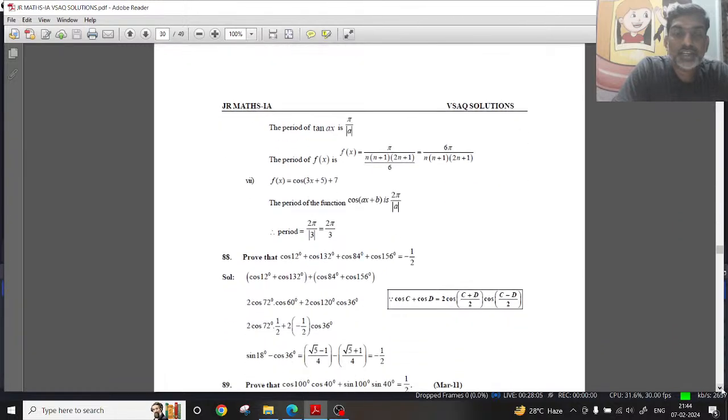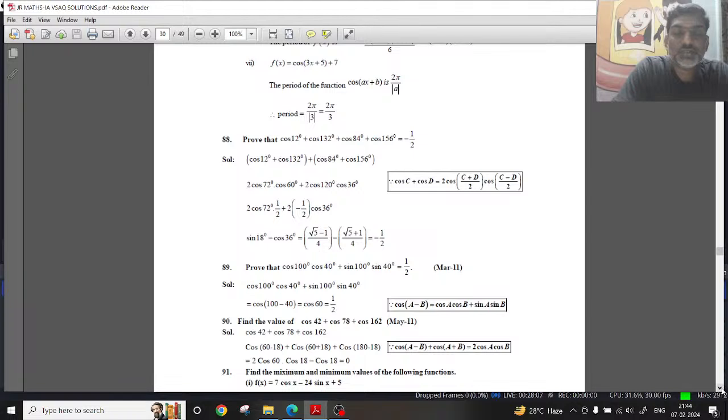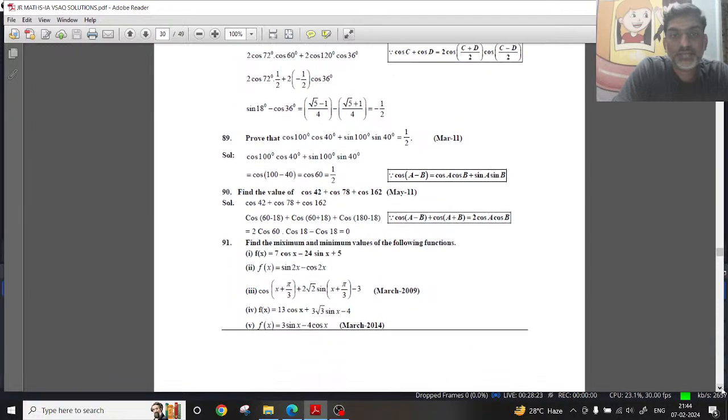Next question number 88, cos 12 plus cos 132 plus cos 84 plus cos 156 equal to minus 1 over 2. This question also related to trigonometric values. So cos 12 plus cos 132 and cos 84 plus cos 156. Cos c plus cos d applied, transformations. Next, cos 100 cos 40 minus sin 100 sin 40. Yeah, what it is, cos of a plus b, cos of a minus b.